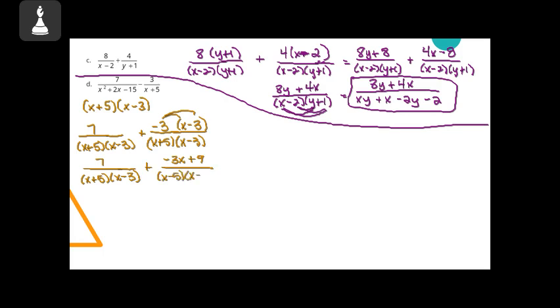So let's see, 7 plus the like term over here we can add is 9. So 16 and then minus 3x. That piece does not combine with anything. And if we want, we can rewrite this denominator back in its original form, which was back here: x squared plus 2x minus 15.